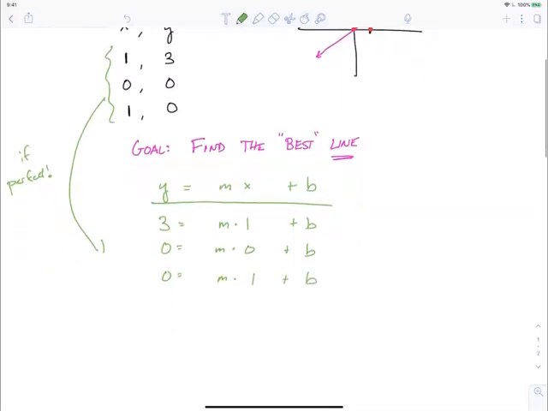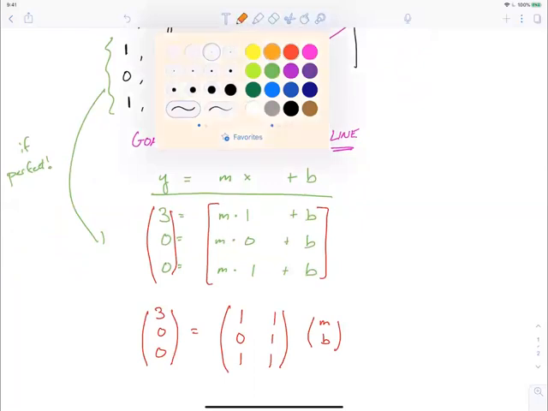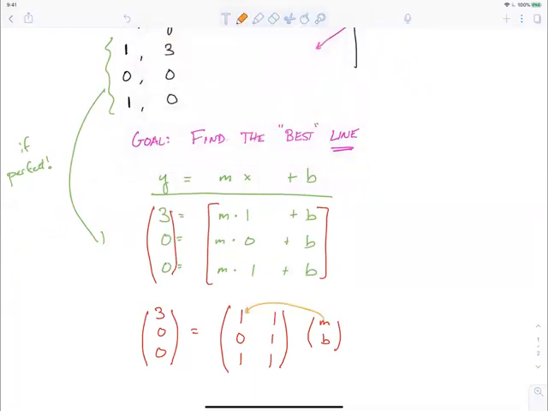And this may seem a little weird, but we can see that this is a vector matrix equation. In fact, we can write this. On the left, we have 3, 0, 0. And on the right, we really have the matrix with rows 1 1, 0 1, 1 1, times the vector m, b. If we multiply this out, the m's correspond to the first column and those b's correspond to the second column. And so that's why we have this vector matrix equation.